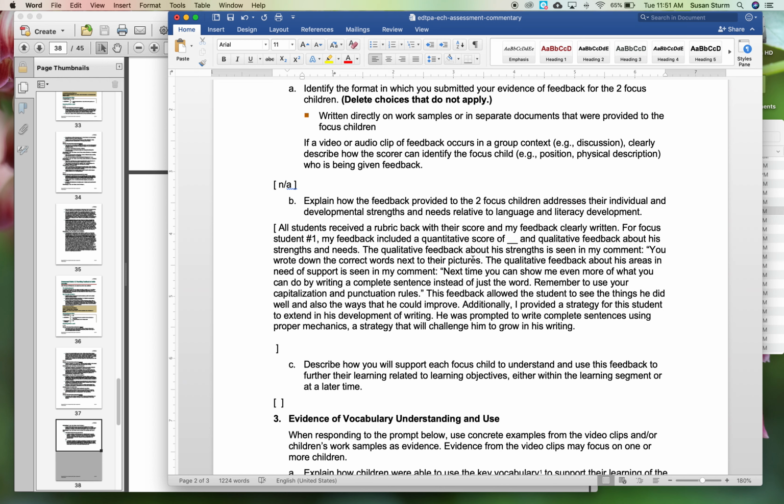So you can see this response. All students received a rubric back with clear feedback written. For focus student 1, quantitative score of blank, qualitative feedback based on strengths and needs, and then you're going to lay it out. The qualitative feedback about his strengths was seen in this comment, direct quote about how you talked about the strengths.